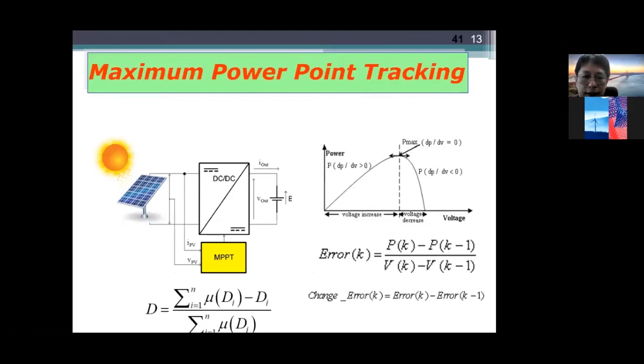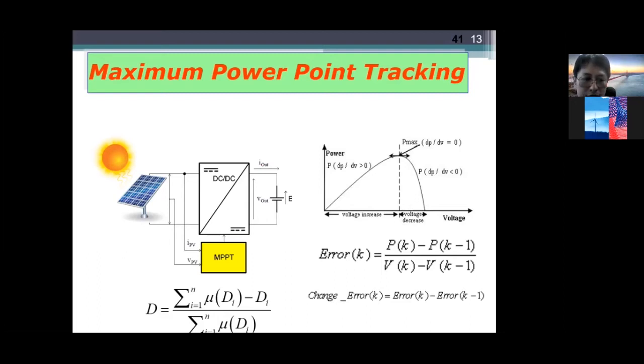So graphically speaking, or should I say mathematically speaking, what we want is to determine first the two inputs of the maximum power point tracker. So we have the derivative of power with respect to voltage, which is the error. And the second input will be the change of error. Basically you need to compute first the error before you compute the change of error, because mathematically speaking, the change of error is the difference between the error and the error at k minus 1, which means a time lag of at least -1.